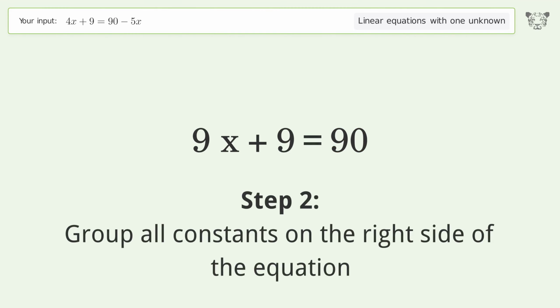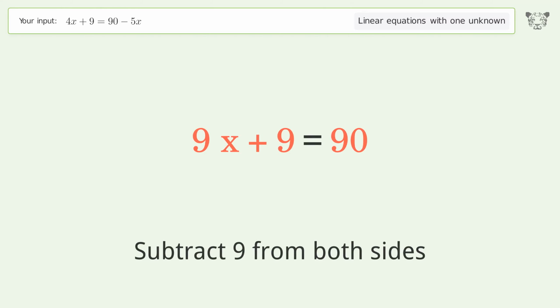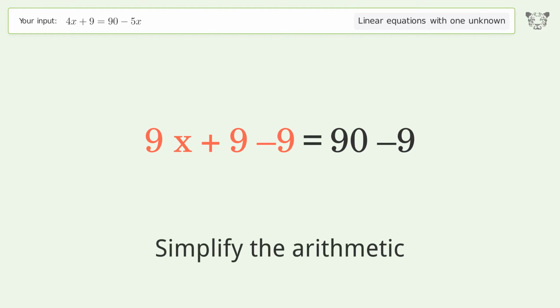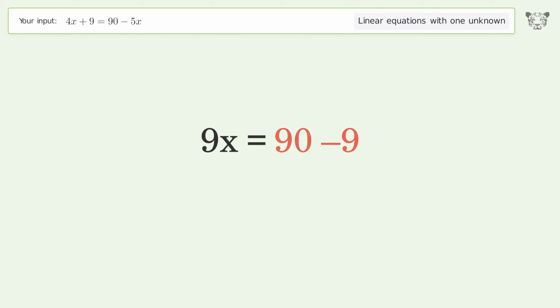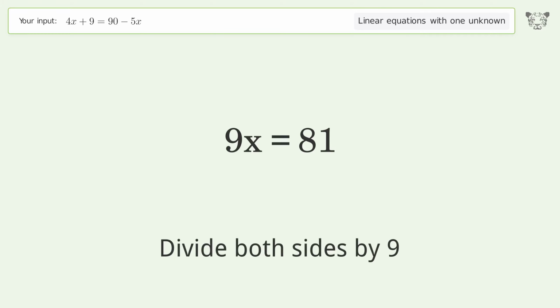Group all constants on the right side of the equation. Subtract 9 from both sides. Simplify the arithmetic. Isolate the x. Divide both sides by 9.